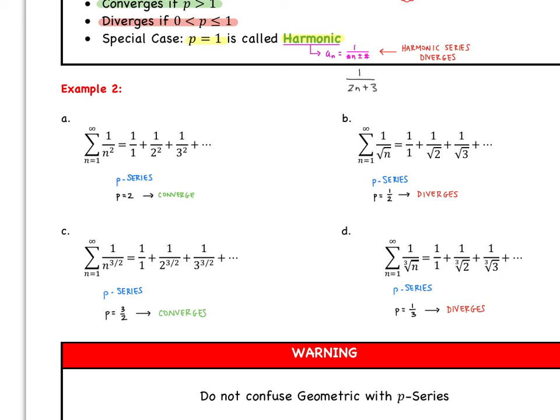Part C, we have a p series where p is 3/2, greater than 1, so it converges. Here, we have a p series where p is 1/3, therefore it diverges. Okay, so just recognize those different p series, identify your p value, and state converge or diverge.